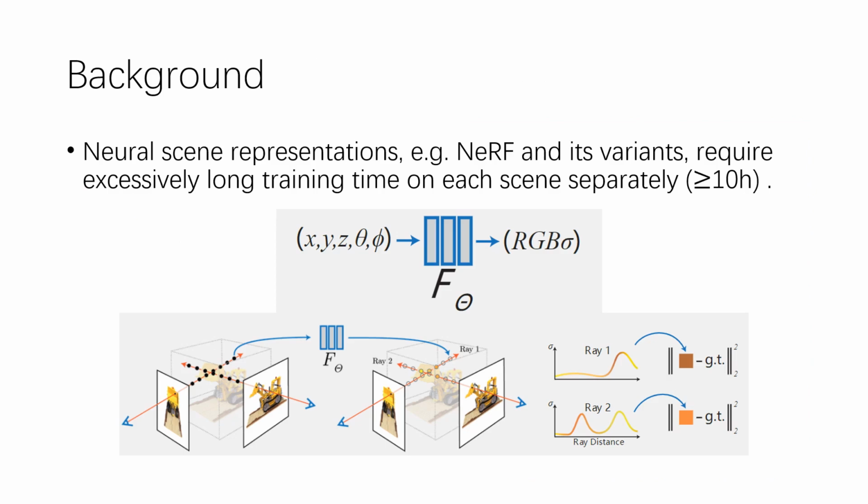However, since these neural scene representations learn a scene-specific neural network, these methods all require an excessively long training time on each scene separately, which usually takes more than 10 hours on a single scene for good rendering quality.